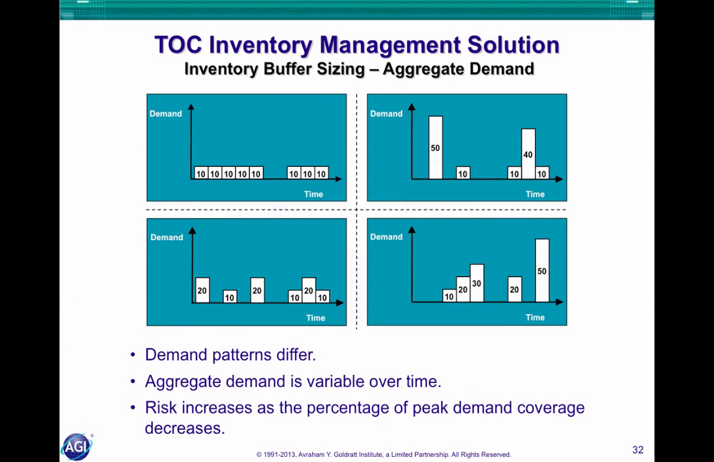Let's assume the demand represented in each of these four graphs is for the same product from 4 different customers. What we see is that demand patterns differ by customer. Aggregate demand for all 4 customers would be variable over time, and the risk of being out of stock increases with peak demand exposure.